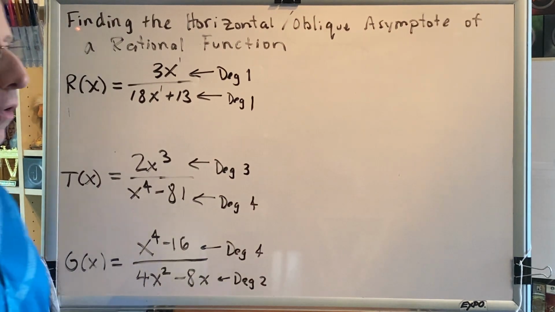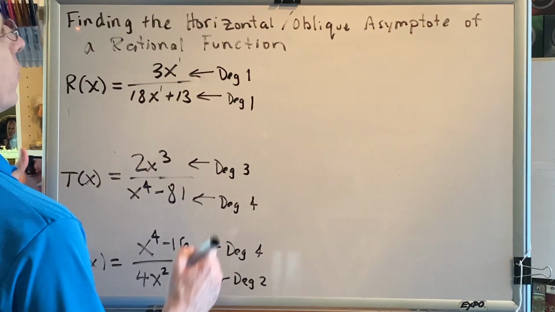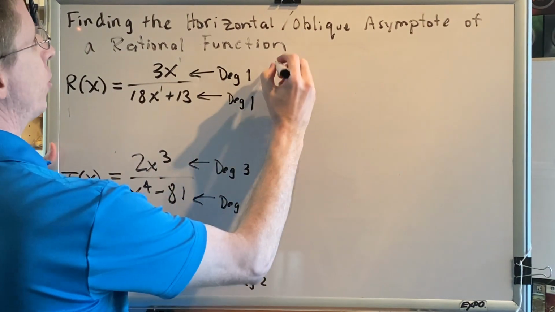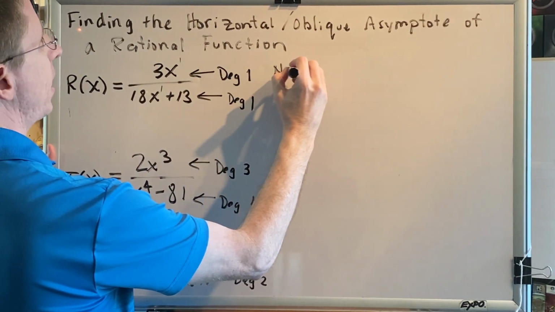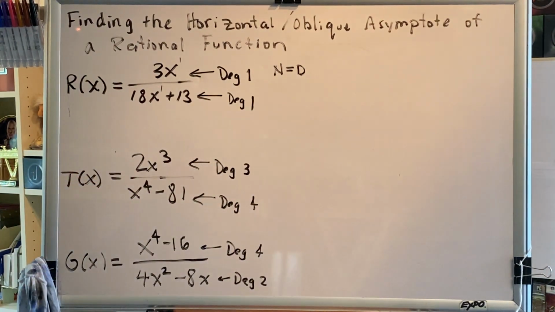Okay, now for each function we're going to compare the numerator and denominator degrees. So in this case they match. The degree of the numerator is equal to the degree of the denominator. So we consult our list of cases and we find that this is case B. If the degree of the numerator and denominator polynomials is the same, then the horizontal asymptote is y equals b, where b is the ratio of the highest degree term coefficients.